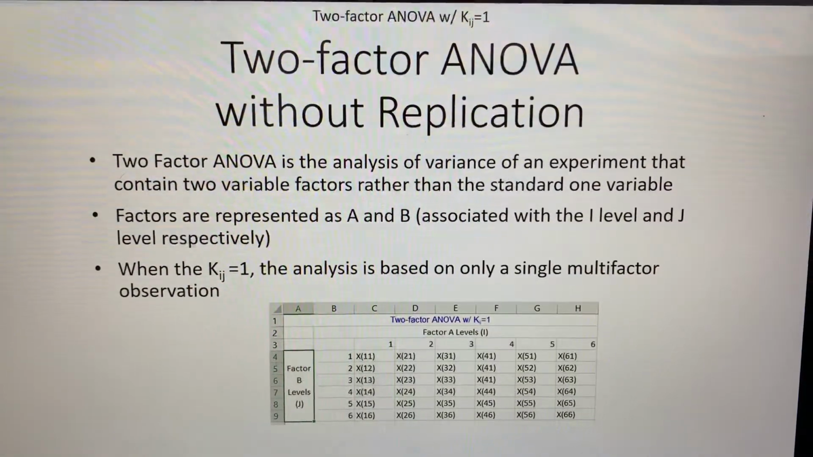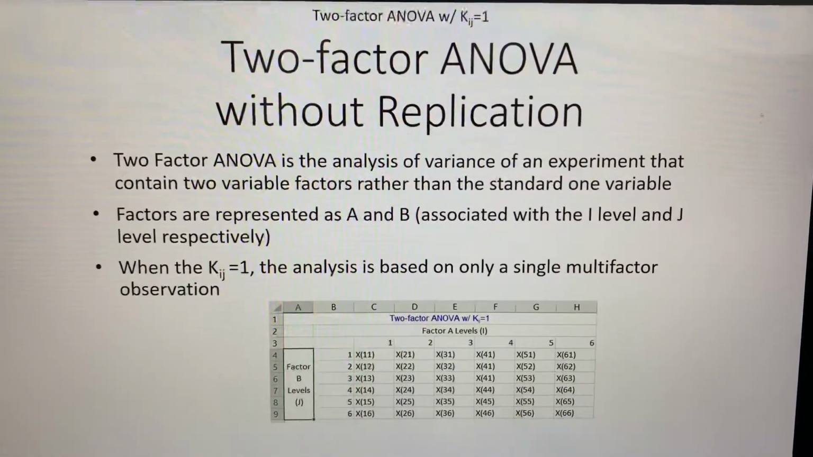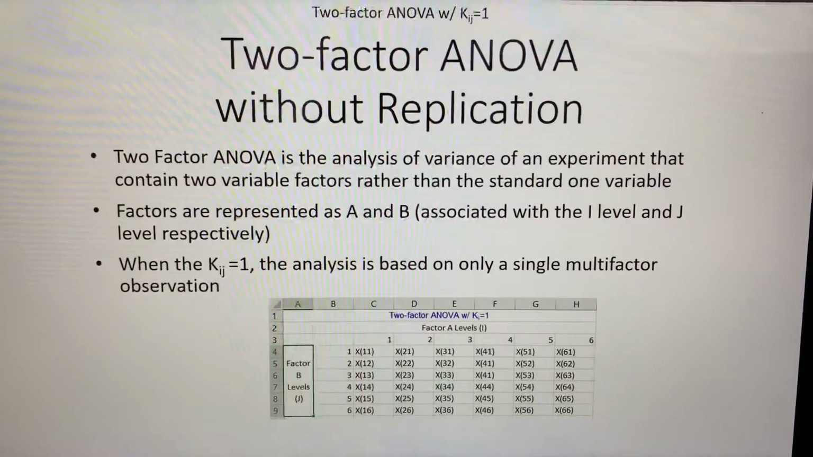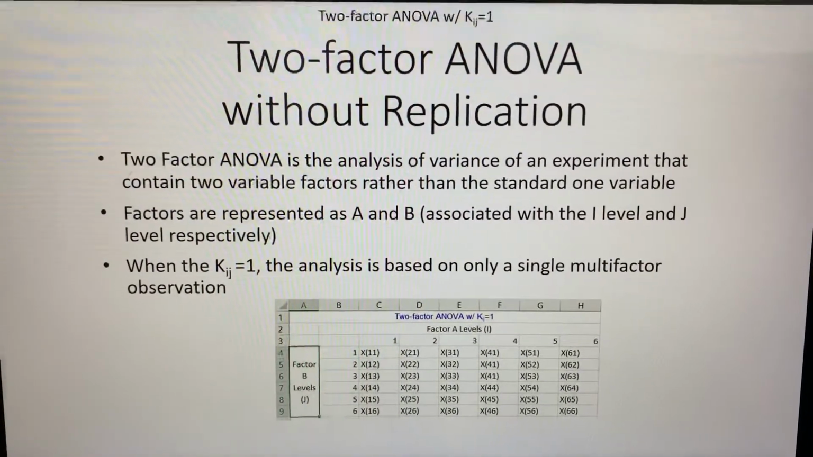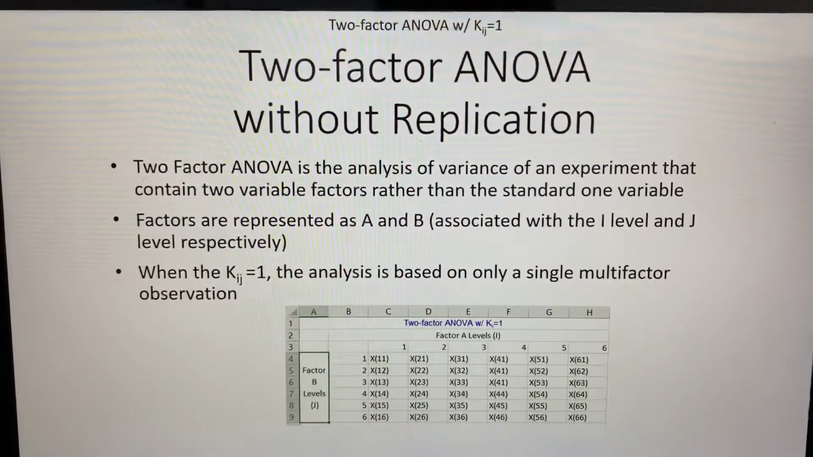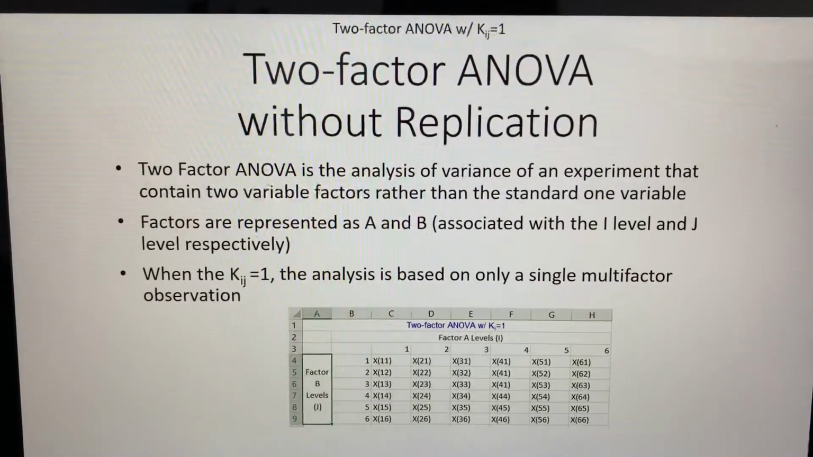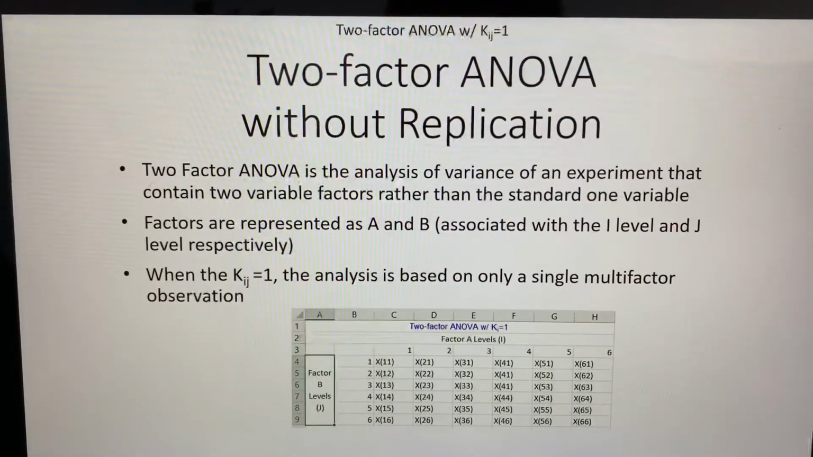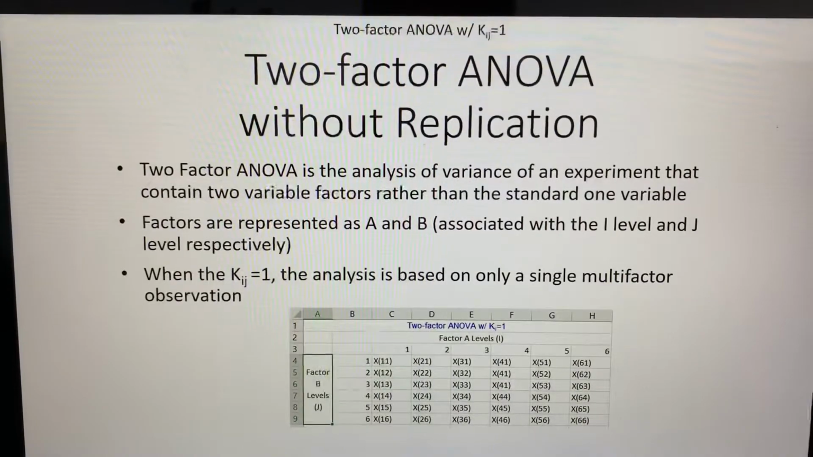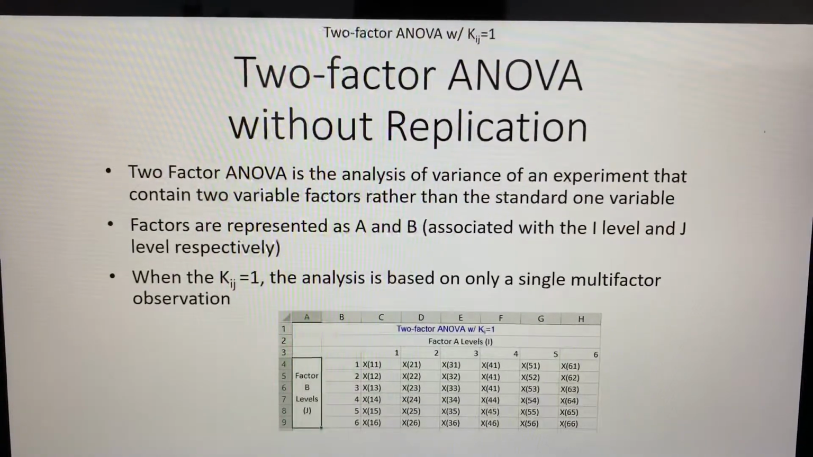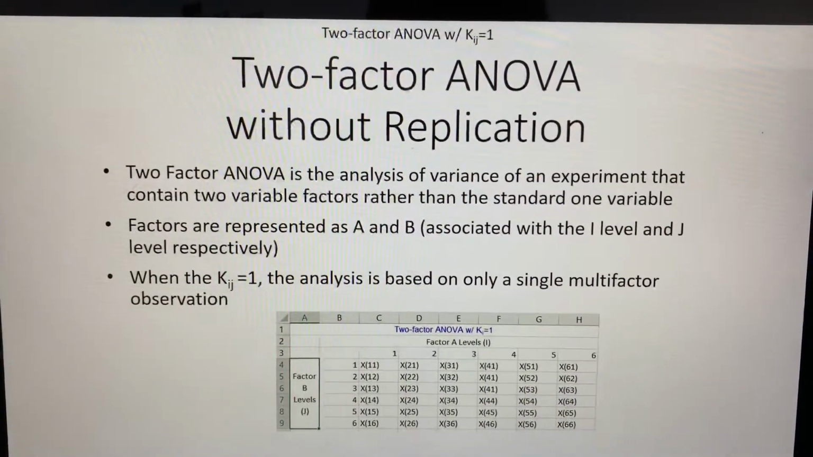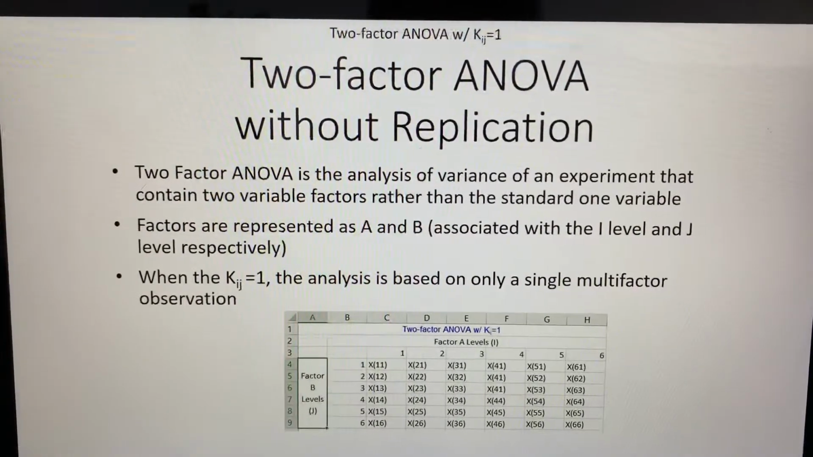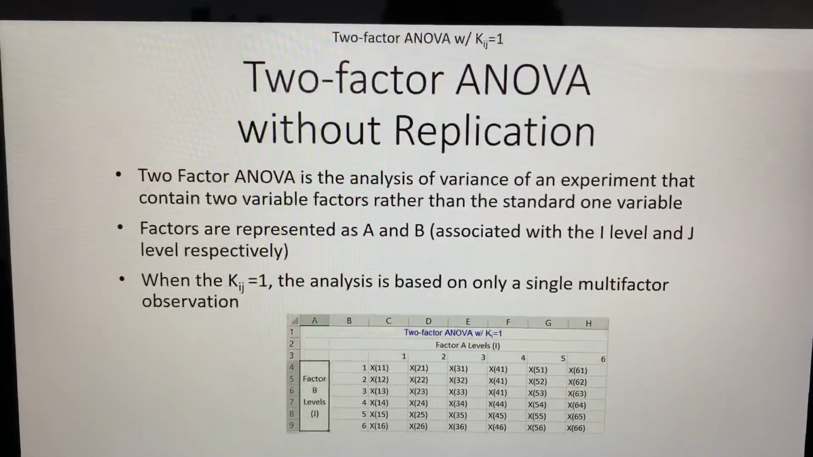ANOVA without replication, or two-factor ANOVA with Kij equal to 1. ANOVA stands for analysis of variance, so naturally you're running the analysis of the values you can see there on the chart, represented by X and numbers of each individual data point.